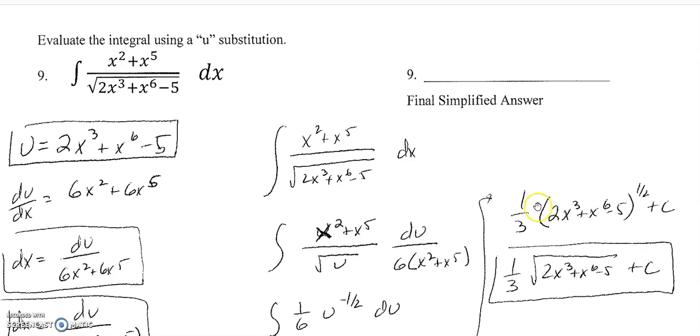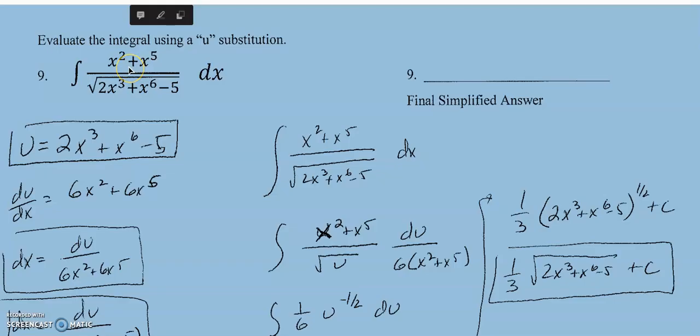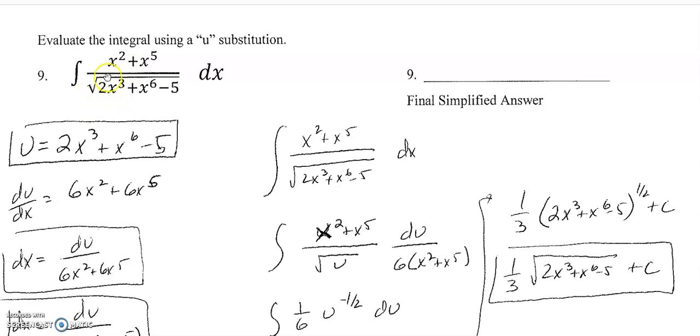Question 9. Another u substitution problem. Again, by looking at it, we can see that it is a more complicated problem because we have the integral of, in the numerator, x squared plus 5x plus x to the 5th. And in the denominator, we have the square root of 2x cubed plus x to the 6th minus 5 dx. So again, complicated integral. With u substitution, we can simplify it and hopefully make it easier.